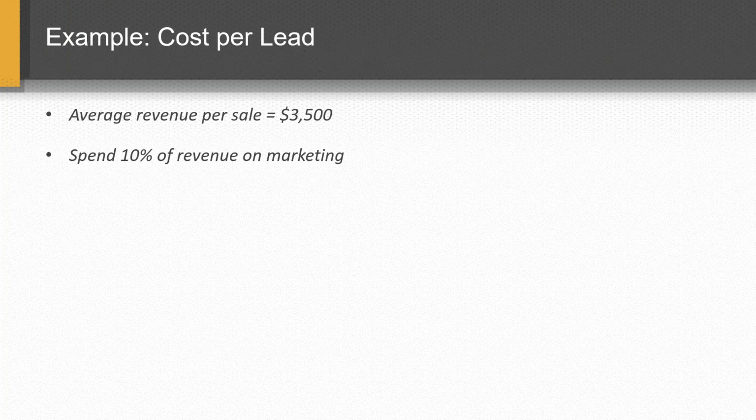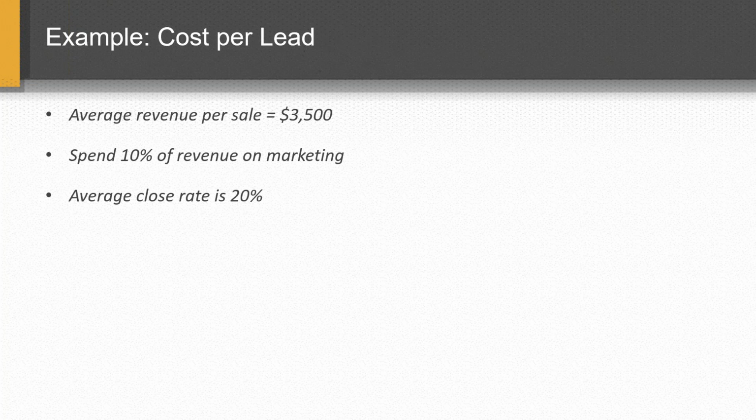After having your revenue, margin, and close rate, you can calculate your cost per lead goal. As an example, let's say I sell e-commerce software and I know that the average revenue I will get from a successful web lead is $3,500. I typically spend about 10% of my revenue on marketing, and I know that my average close rate for leads from my PPC campaigns is 20%.